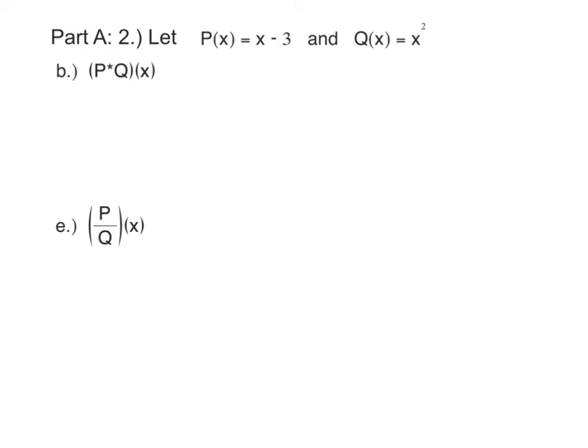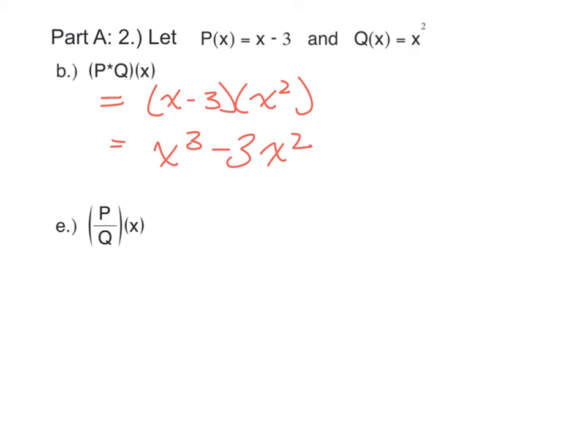Now with multiplication and division, it's the same thing. P times q means p, x minus 3, times q, x squared. Now the simplification process of this is a little bit more involved because we have to distribute the x squared. And x times x squared is x cubed. And negative 3 times x squared is minus 3x squared.